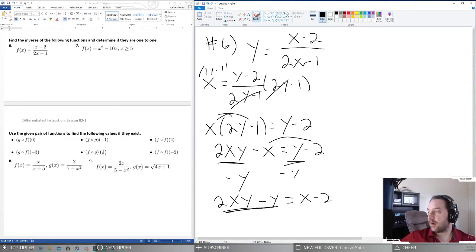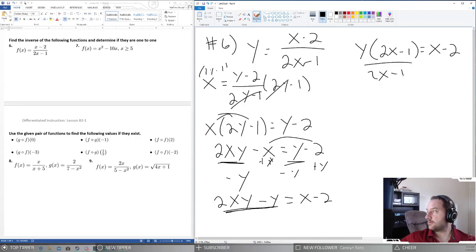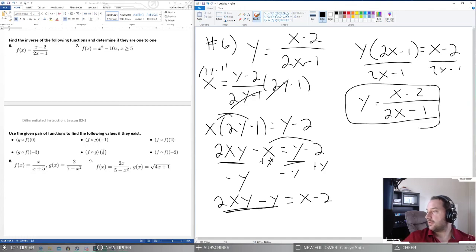Right here, there's a y in common, so you can factor out that y. I just want to make sure I add that. Plus x, plus x. There's a y in common, so I factored out the y. Good. And so now I can divide by this. And so I get y equals x minus 2 over 2x minus 1. And it's the inverse of itself.